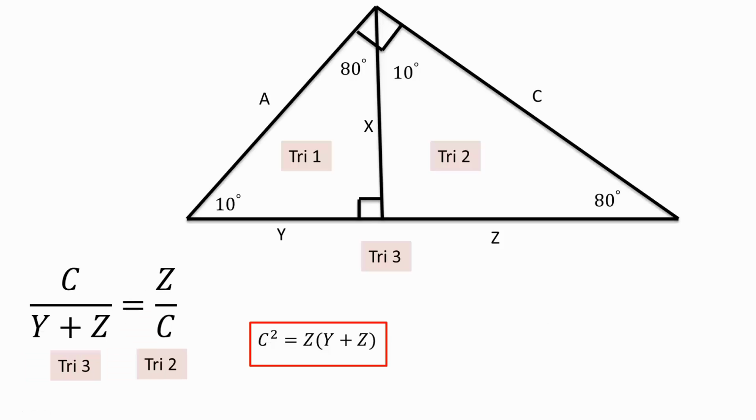Okay, now for the third equation. We can focus on triangle 3, the big whole triangle. What corresponds to c? c corresponds to this 10 degrees. And for triangle 2, what corresponds to 10 degrees? That's going to be z. Divided by, I have y plus z. y plus z for triangle 3 is this 90 degree piece. And for triangle 2, the 90 degree piece is c right here. So z divided by c. So we get c squared is equal to z times (y plus z). So we proved the third equation.